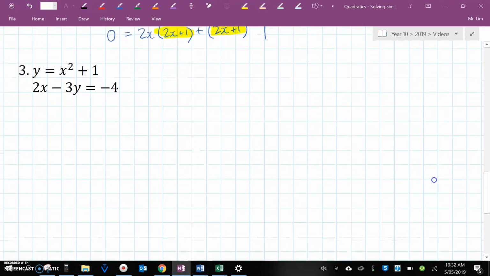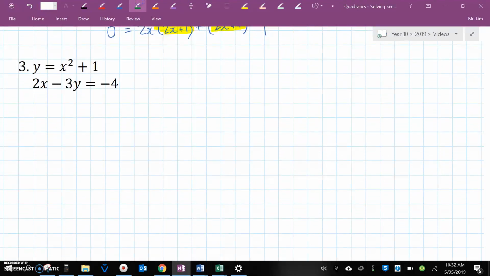Question 3. We have y is equal to x squared plus 1 and 2x minus 3y is equal to minus 4. So again, I'm going to substitute this into where y is, because that is what y is equal to according to the first equation. So I'm going to rewrite this. 2x minus 3 lots of y, which is x squared plus 1, is equal to minus 4.